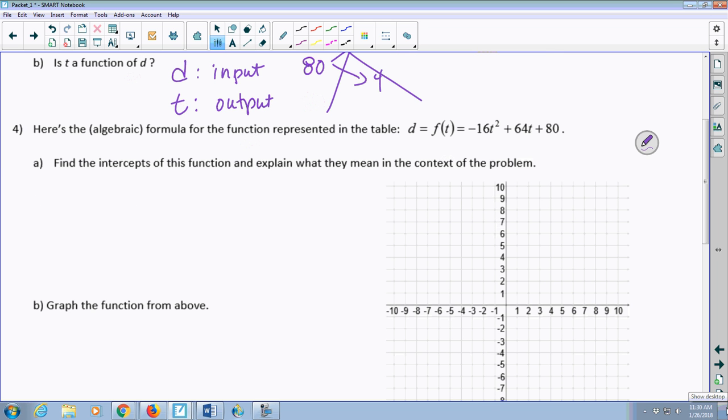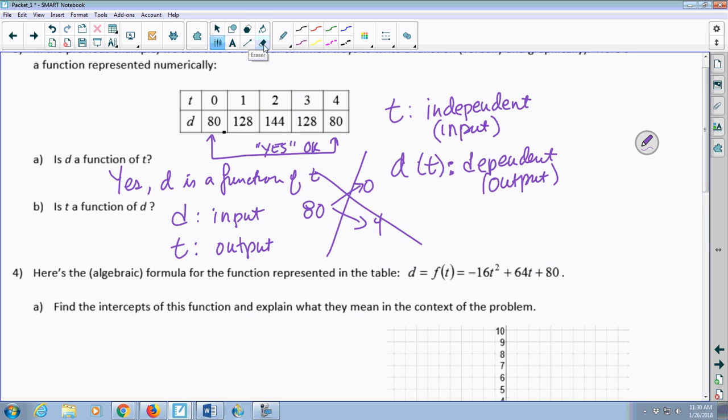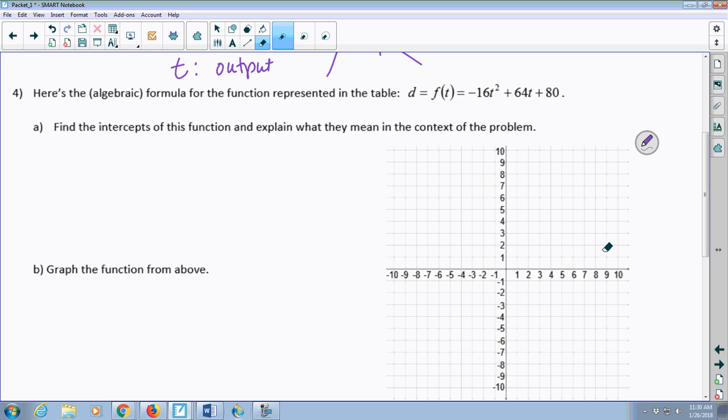D, and you'll see a lot of stuff written this way now. D is a distance. It's a function of time. And here's the formula that gives you the output variable D. So I'm going to just come up here. I forgot that it was written as D equals F of T. So I'm just going to make a little correction here and just call it D. Take that T out of there for now. All right. So find the intercepts of this function and explain what they mean in the context of the problem.